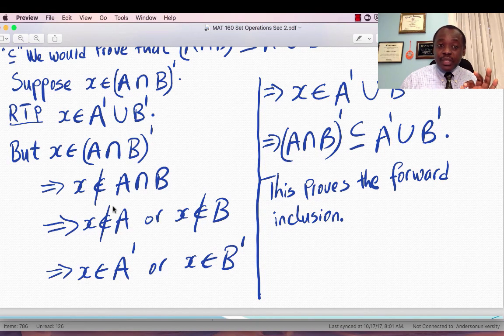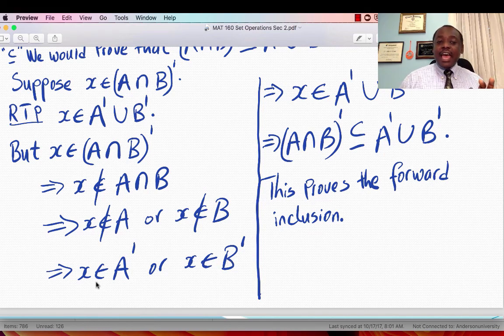Now don't get confused with X an element of A intersection B. If X is an element of A intersection B, it means that X is in A and X is in B. But this time around, we're looking at X not an element of A intersection B. That does not translate as X is not an element of A and X is not an element of B. No, that would be a wrong translation. It translates as X is not an element of A or X is not an element of B. But what does it mean for X not to be an element of A? It means X is an element of A prime. Or what does it mean for X not to be an element of B? It means X is an element of B prime.